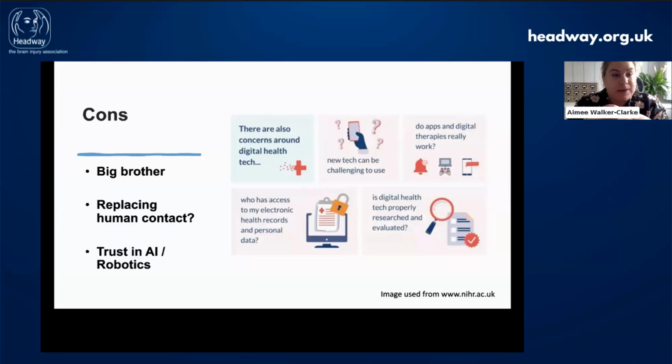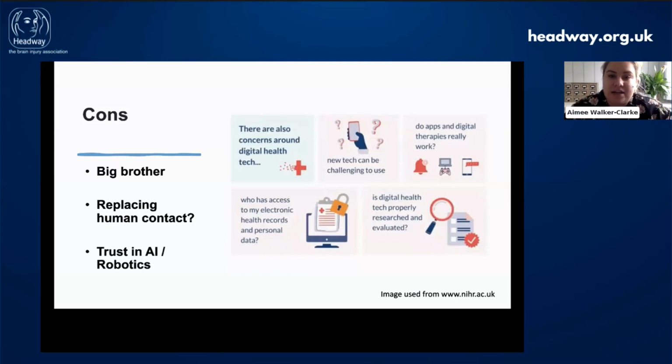AI and robotics perhaps replacing human contact, and quite rightly, people are concerned about that. What we actually see, and I'll give you some examples later on, is that sometimes the opposite is true. The integration of AI and robotics actually increases human contact where it's needed.